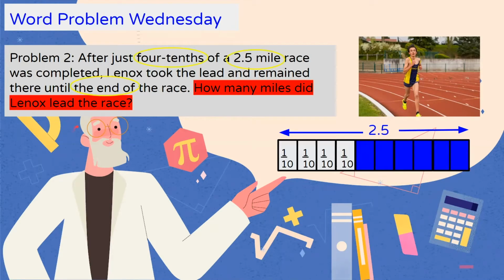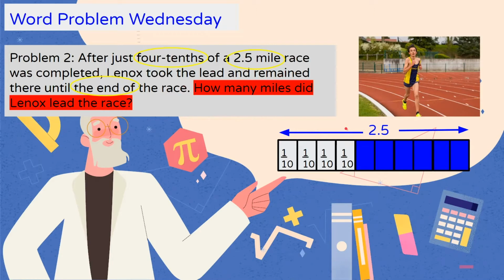And what do we know? We know that 4 tenths of a 2.5 mile race was completed. We know Lenox took the lead and remained there until the end of the race. So our question, how many miles did Lenox lead the entire race? Well, we can figure that out when we take a look at what information we already have.